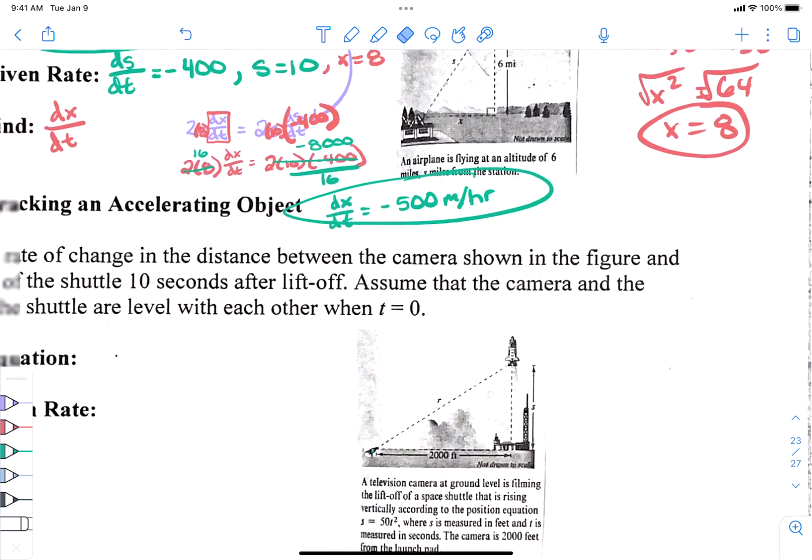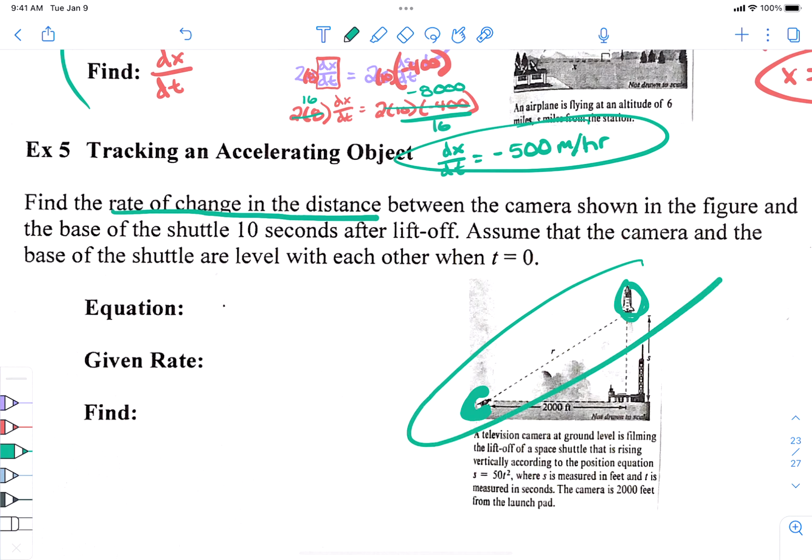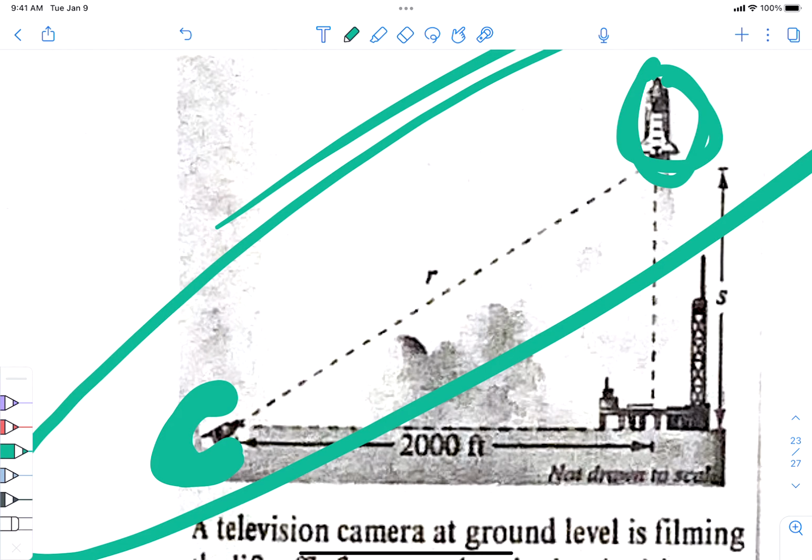So let's go through our story problem and figure out what we're given. Find the rate of change in the distance between the camera shown, the camera's down here, so if you want to put C here, and the shuttle. Let's read that again. Find the rate of change in the distance between the camera and the shuttle. That's the rate of change of that thing. They use r to represent that variable, but we're finding that guy's rate of change.